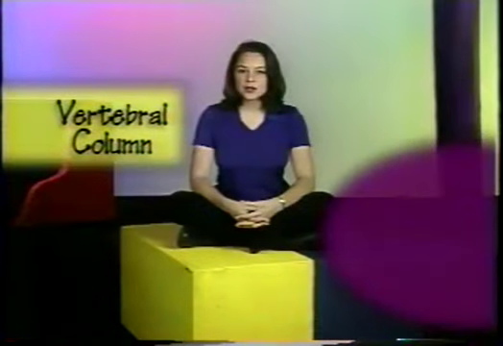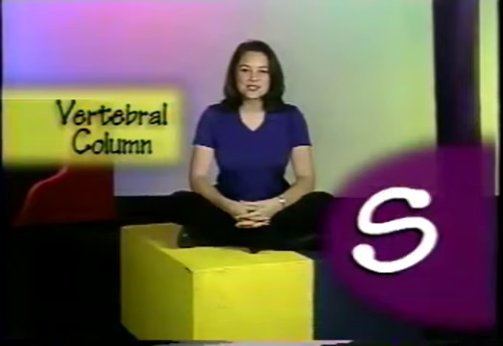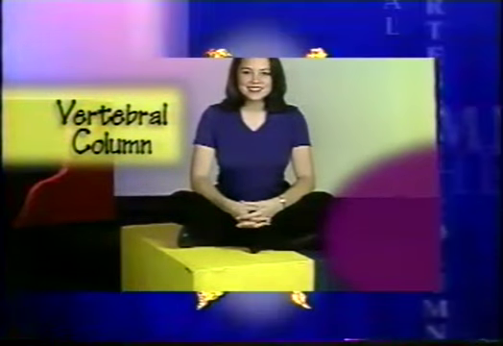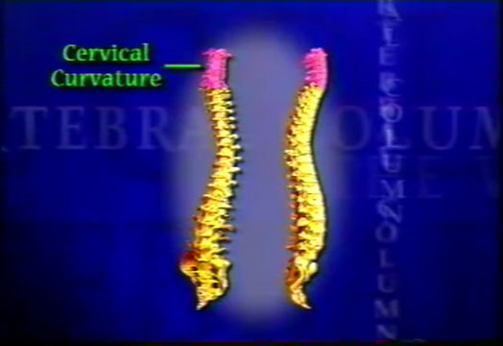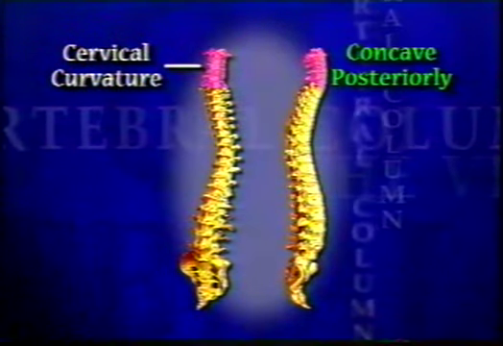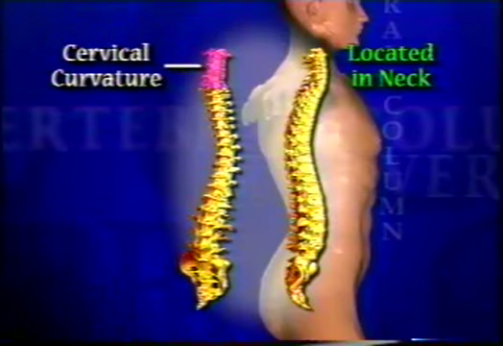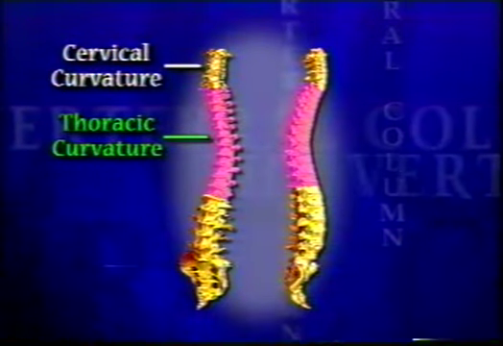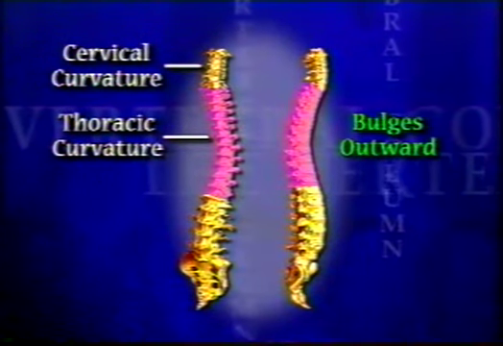The vertebral column also contains 4 curvatures which give it an S shape and a super spring-like flexibility. The top curvature in the vertebral column is called the cervical curvature. This curvature is concave posteriorly, meaning it caves inward like a spoon. It is located in what we call the neck. The thoracic curvature is convex posteriorly, meaning it bulges outward like an eyeglass lens.